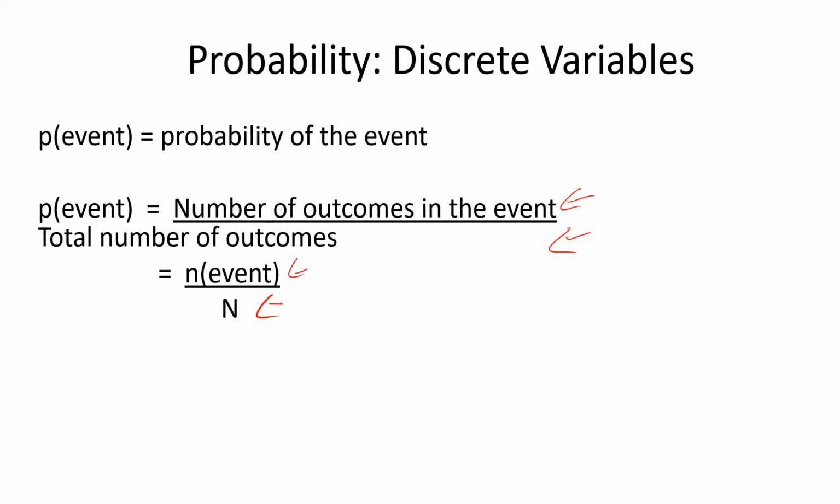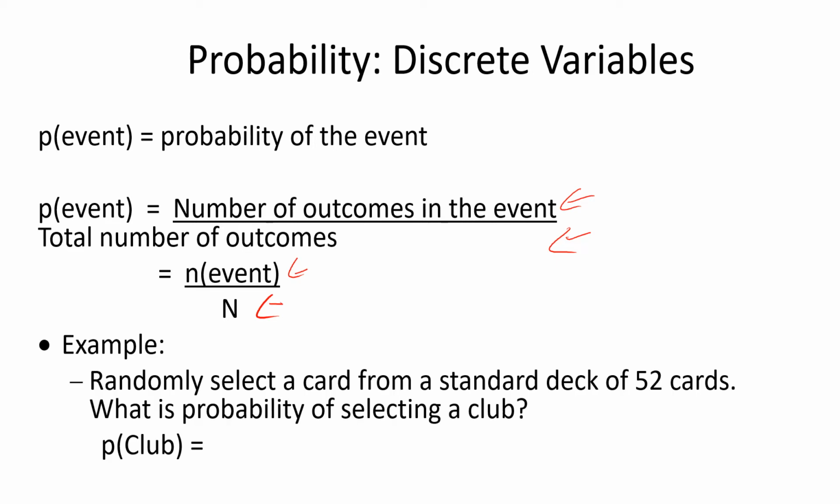Example. Let's say we randomly select a card from a standard deck of 52 cards. What's the probability of selecting a club? Let you think about that for a minute. What's the probability of selecting a club here out of a deck of 52 cards? Well, first off, I'll remind you there are 13 clubs.